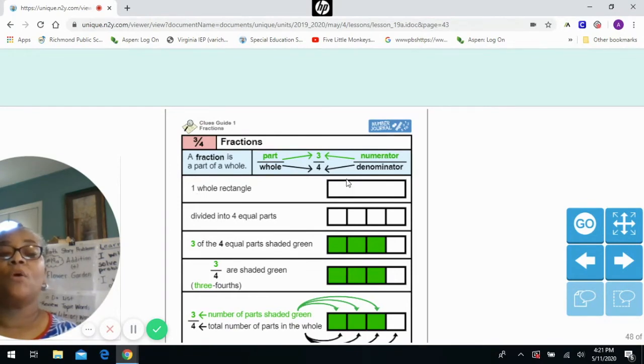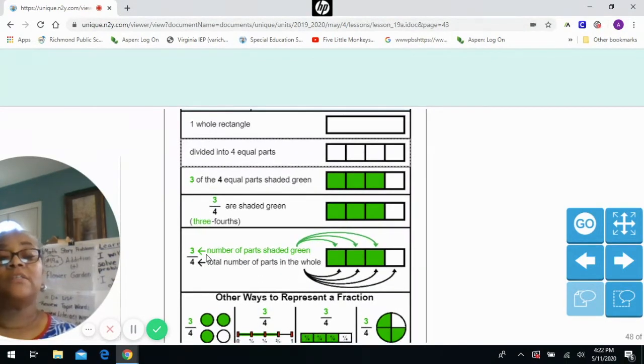So right here it says one whole rectangle. It's not divided or anything. One whole rectangle is right here. Now we're going to divide it into 4 equal parts. So we did. We have 1, 2, 3, and 4. So now we're going to shade how many? 3 of the 4 equal parts shaded. 1, 2, 3. And 3 out of the 4 blocks are shaded. So 3/4 are shaded. 3 and then fourths.